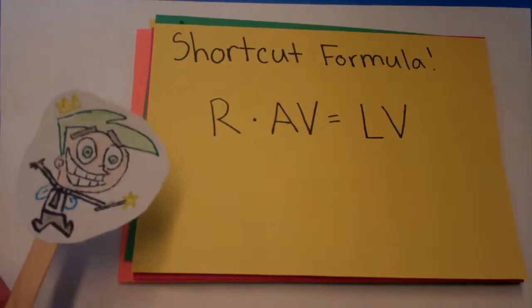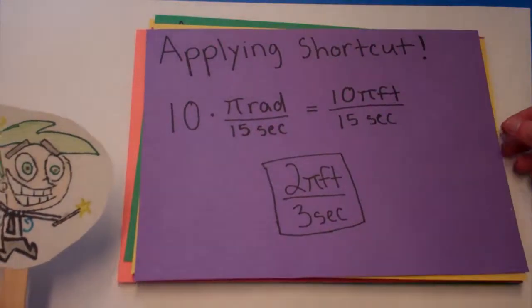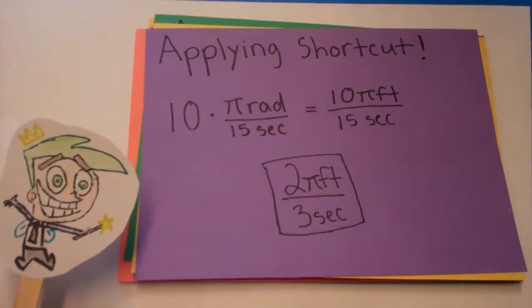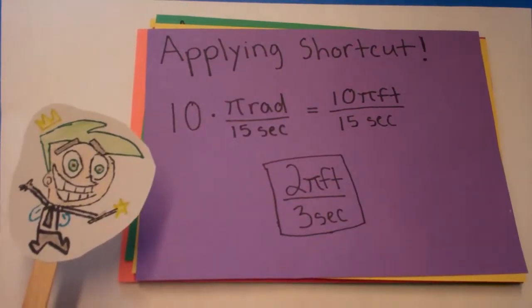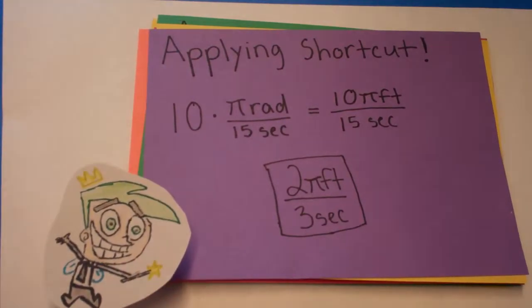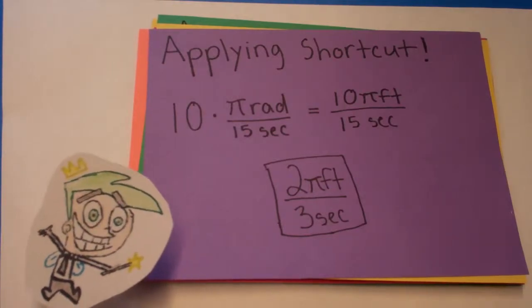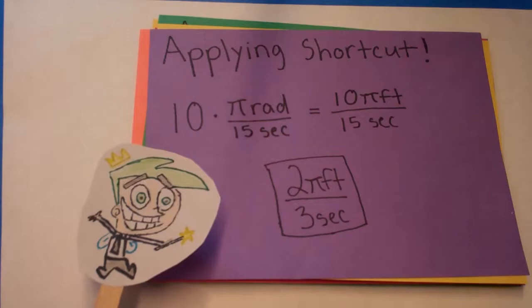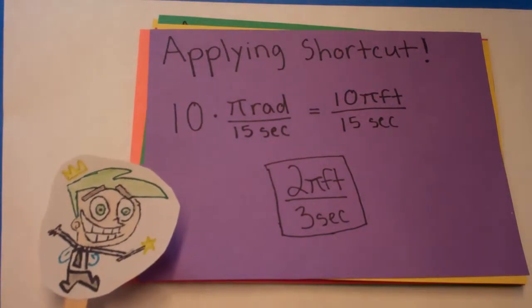"In this problem," said Cosmo, "we found the angular velocity to be pi radians over 15 seconds. We know the radius of the carousel is 10 feet, so you can multiply the angular velocity pi over 15 by 10, which leaves you with 10 pi over 15. This reduces to 2 pi over 3, which we found to be the linear velocity."